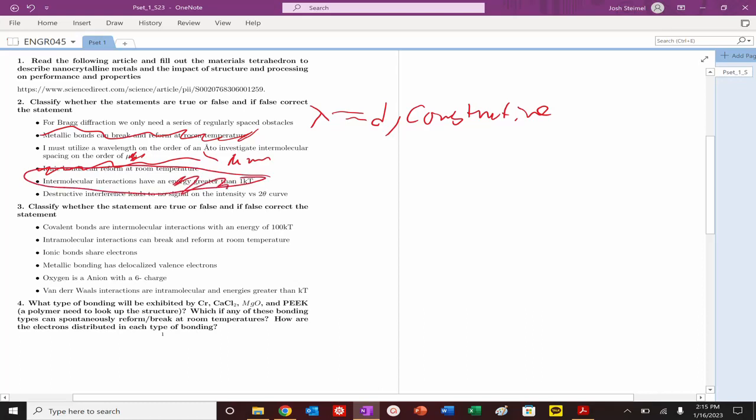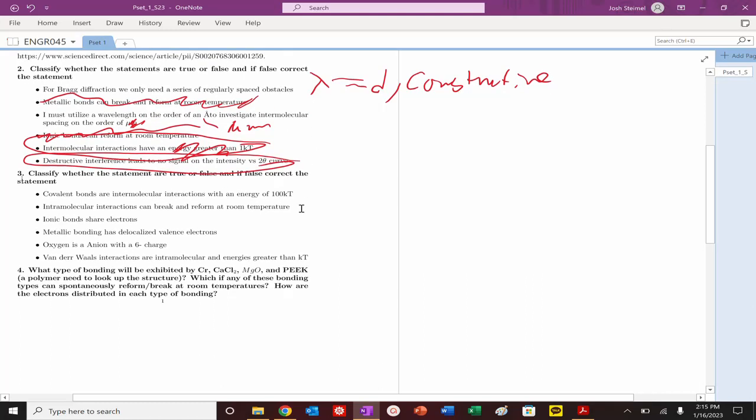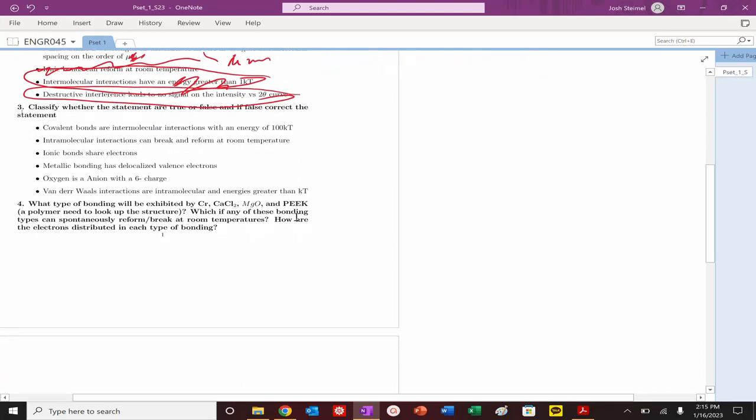Nope. They have energy on the order of kT, so that's also false. Destructive interference leads to no signal on the intensity versus 2 theta curve. That is correct. All right. Covalent bonds are intermolecular reactions with an energy of 100 kT intra. So intramolecular. Intramolecular reactions can break and reform at room temperature. Nope. We keep asking over and over.